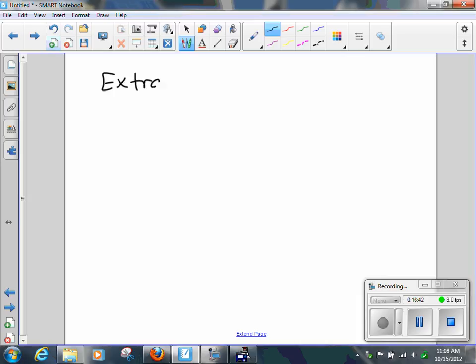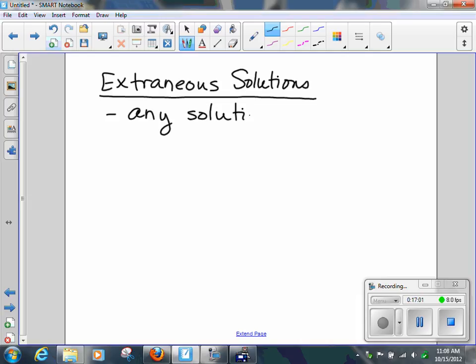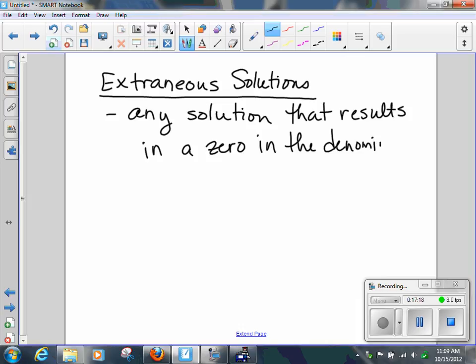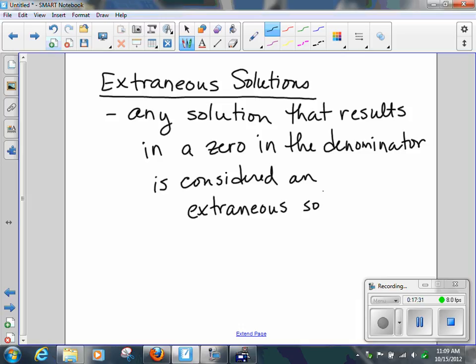Let's talk about extraneous solutions. This is when we find those values. Any solution that results in a 0 in the denominator is considered an extraneous solution. Any solution that will put a 0 in the denominator and make that number undefined, that's an extraneous solution, okay?